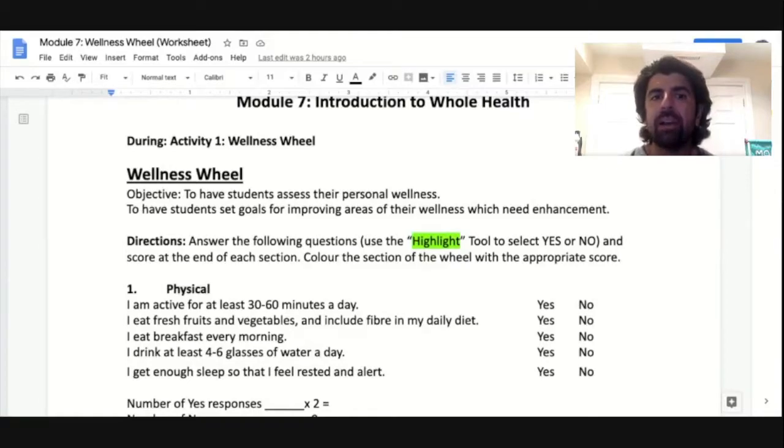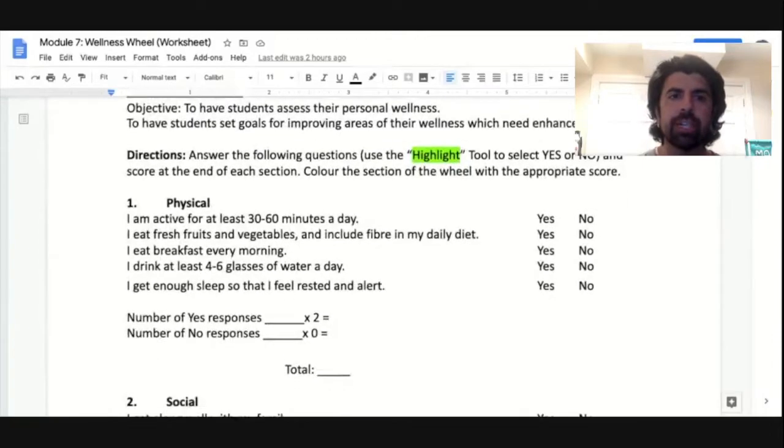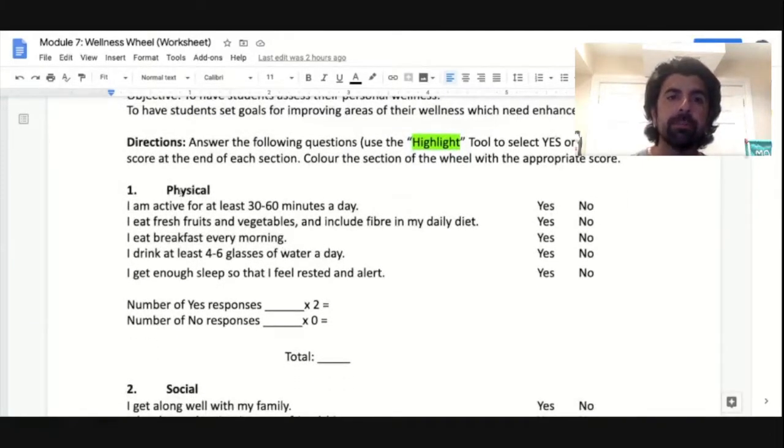Let's face it, after you ask yourself some of these statements and identify do you or don't you, maybe you could utilize some of the no's here to help better your understanding of the importance of a whole healthy lifestyle. So let's look at each section. The first section here is going to be the physical wellness. I am active at least 30 to 60 minutes a day.